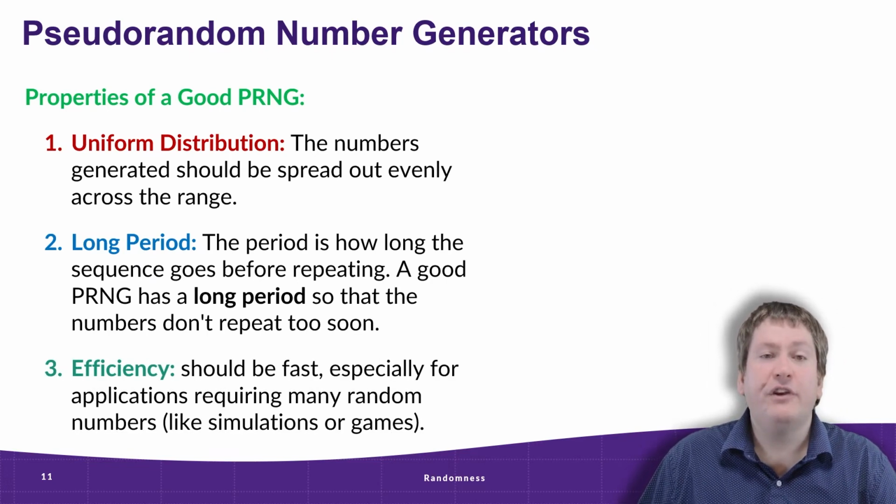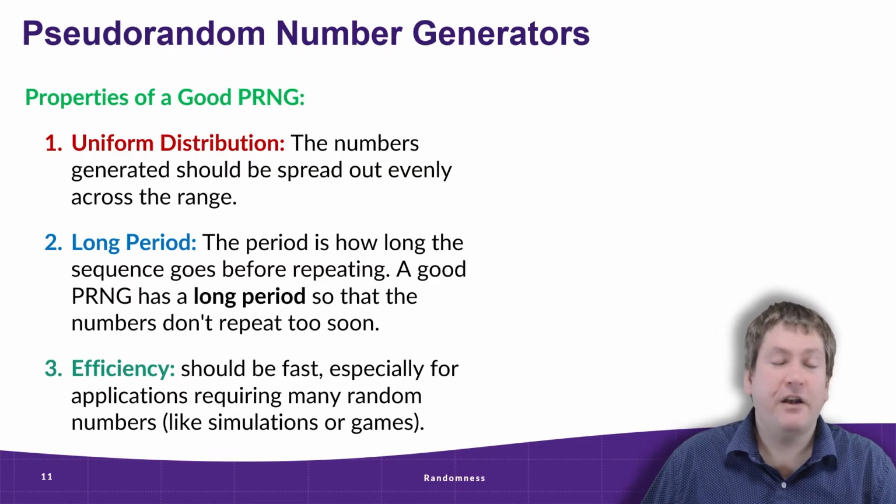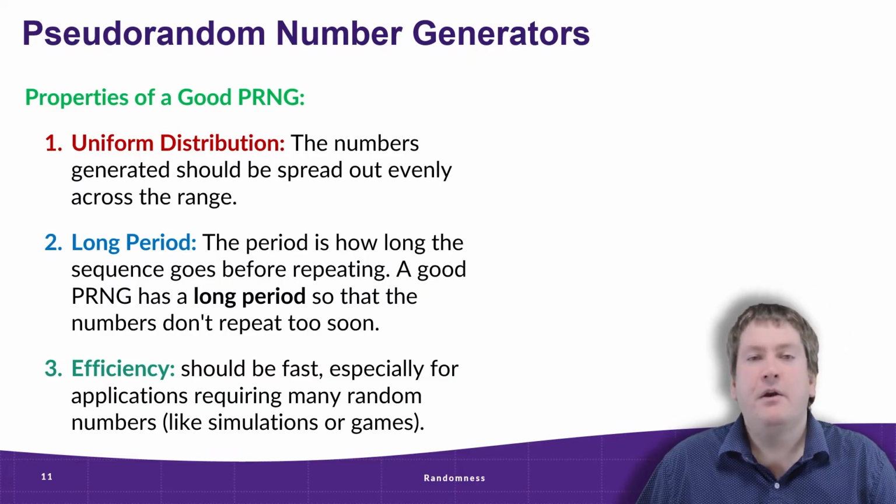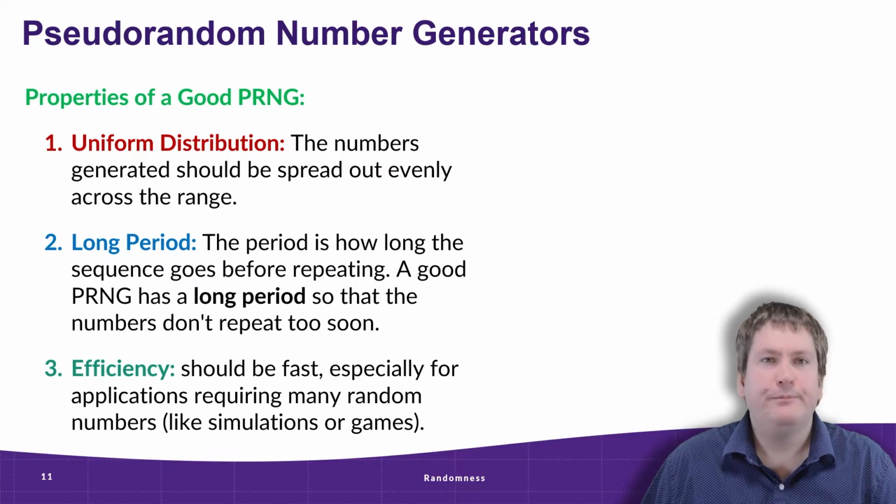And lastly, it should have efficiency. It should be fast enough that if we need to generate a ton of random numbers, it can do so very fast. For example, simulations in games are usually creating thousands of random numbers at a time, and we don't want to bog down the computer with trying to generate each one.